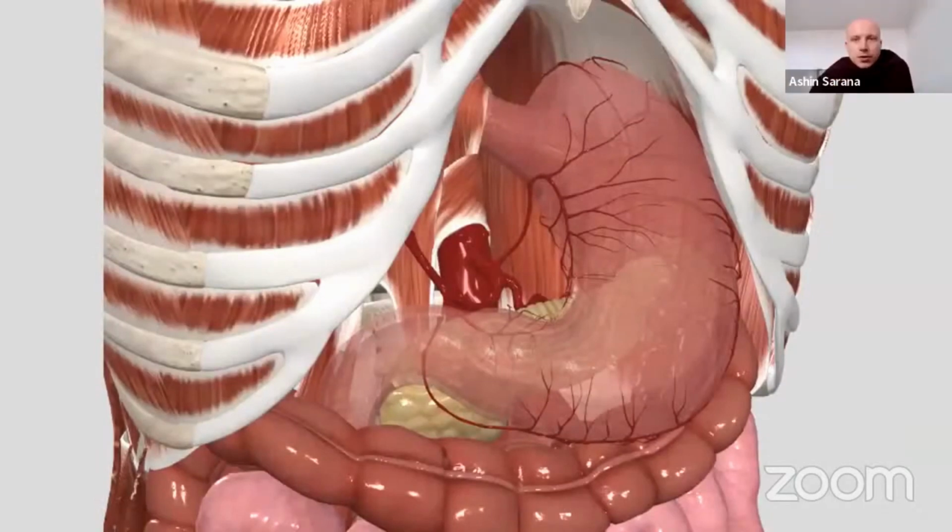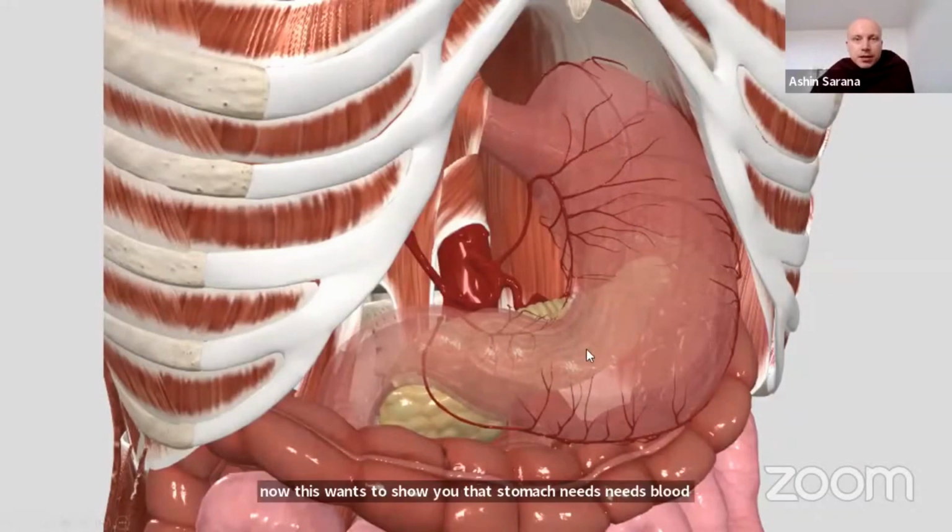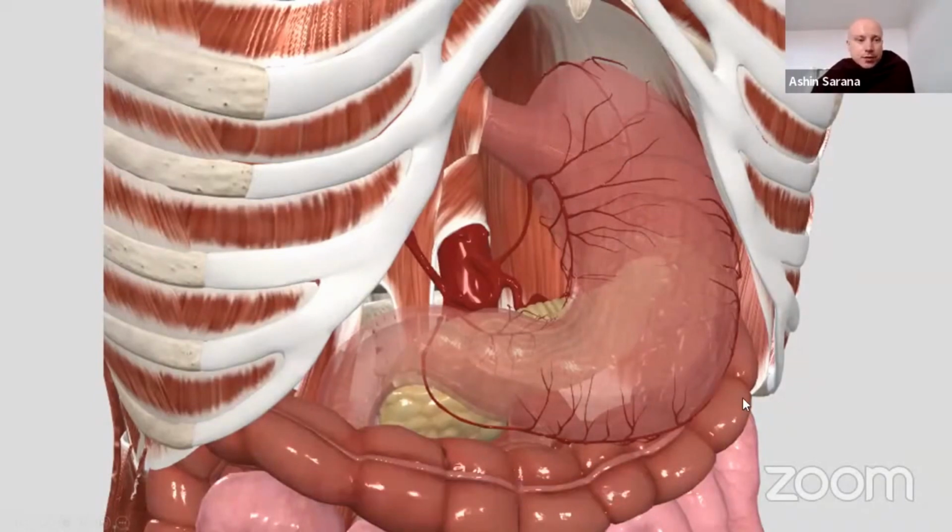Now this wants to show you that the stomach needs blood. All of the organs need blood, but the stomach is powered by blood, by nerves, and the stomach is very active right after you start eating.